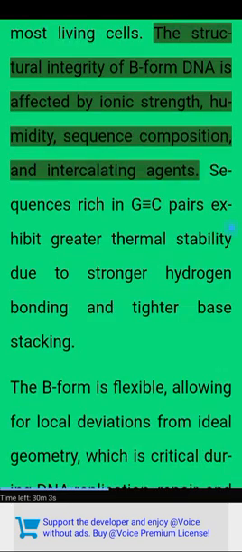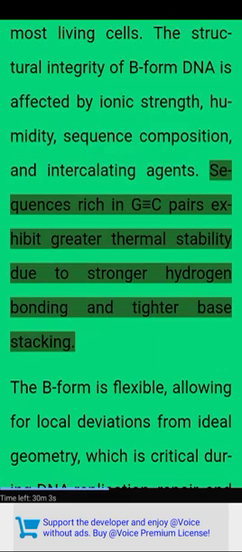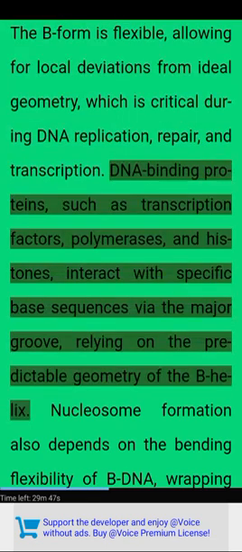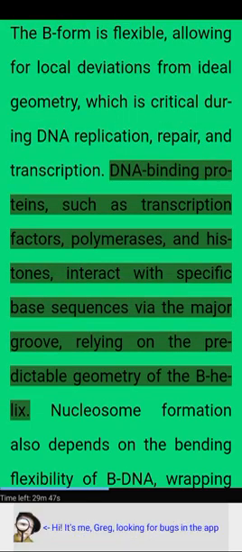The structural integrity of B-form DNA is affected by ionic strength, humidity, sequence composition, and intercalating agents. Sequences rich in G-C pairs exhibit greater thermal stability due to stronger hydrogen bonding and tighter base stacking. The B form is flexible, allowing for local deviations from ideal geometry, which is critical during DNA replication, repair, and transcription. DNA-binding proteins, such as transcription factors, polymerases, and histones, interact with specific base sequences via the major groove, relying on the predictable geometry of the B helix.